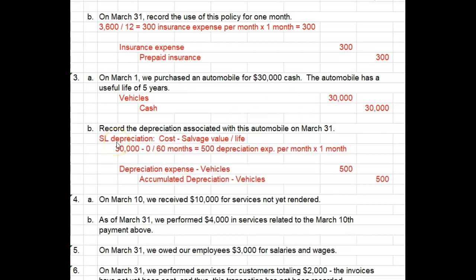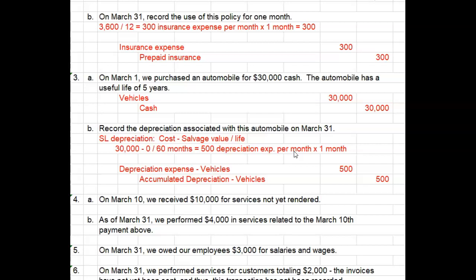As we've talked before in earlier videos, straight-line depreciation is calculated as cost minus salvage value divided by life. And I told you in a prior video that when the problem is silent with respect to salvage value, you may assume that salvage value is 0. So in this problem, straight-line depreciation is calculated as $30,000 cost minus 0 salvage value divided by 60 months. There are 60 months in a 5-year period. And that equals $500 depreciation expense per month.